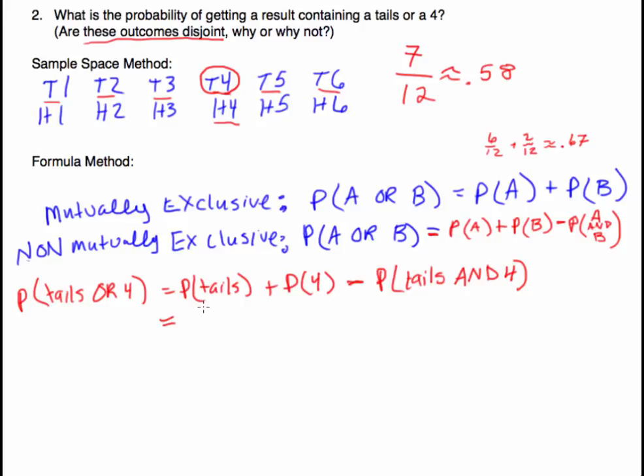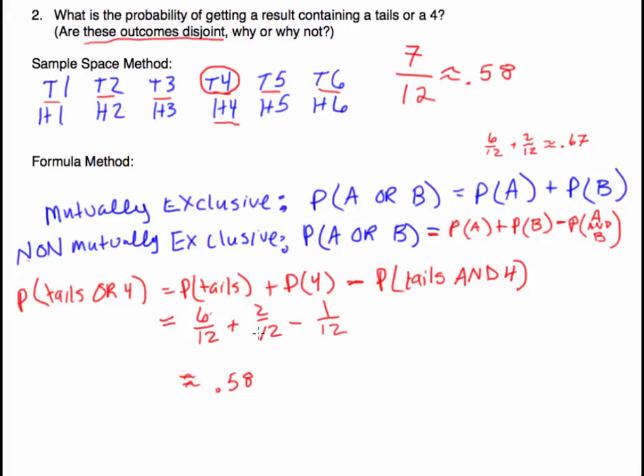The probability of getting a tails, there are 6 outcomes that are favorable, so 6 out of 12. The probability of getting 4, there are 2 favorable outcomes, so 2 out of 12. And then we need to subtract the probability that they both occur. The only one is right here, tails and a 4. That's the only time that they both occur. So if you were to add all these up, you can just add up the numerators here, and you'll get 0.58, the same answer. 6 plus 2 is 8. 8 minus 1 is 7/12.